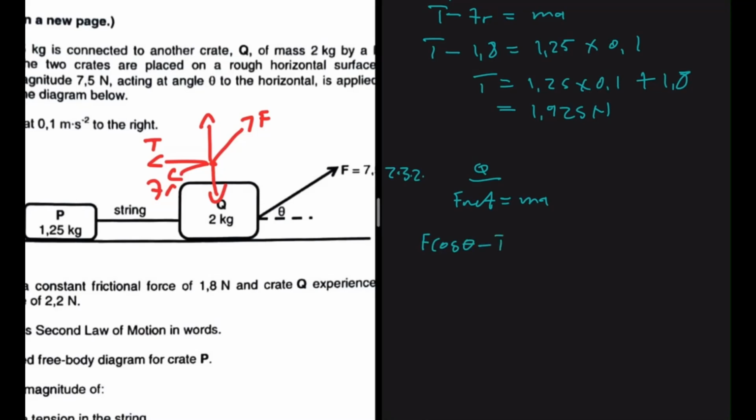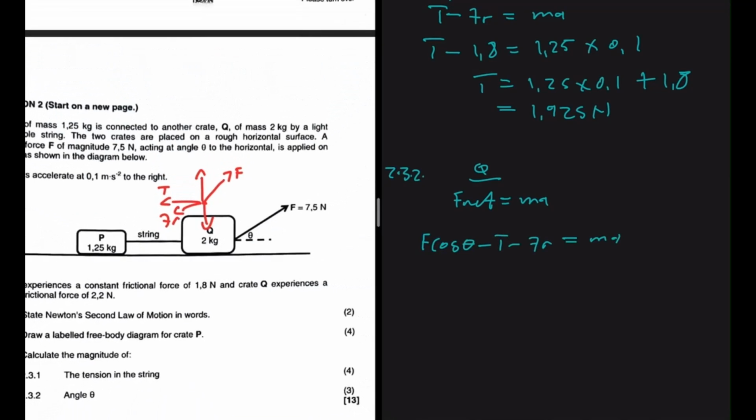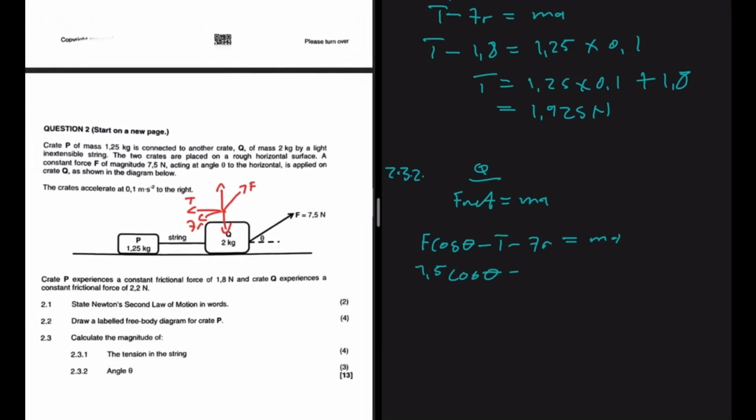So minus tension minus friction shall be equals to MA. So what is F? We know fully well that F is 7.5, and then cos of theta. What is the tension? The tension, we calculated it in 2.3.1, right? So here we're going to have 1.925, and then the frictional force is given to us as 2.2. And this will be equal to the mass of 2 kgs multiplied by the acceleration, which is 0.1.